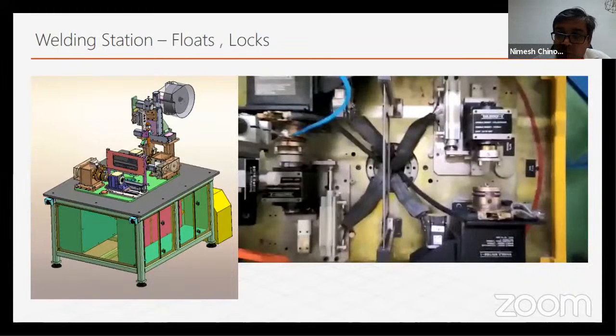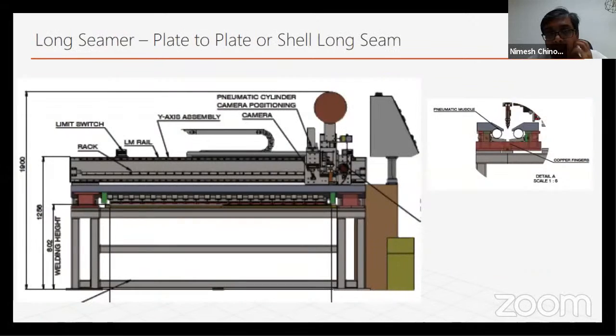So whenever you have smaller parts or parts which can take longer, we can always look at multi-stations for loading, unloading. This is a typical plate-to-plate or a long seam weld where you can put the two plates or the rolled shell here. These are copper fingers which will clamp through, and then you can have the AVC axis on the top, weaving axis on the side, and the cold wire feeder to do the long seam welds.